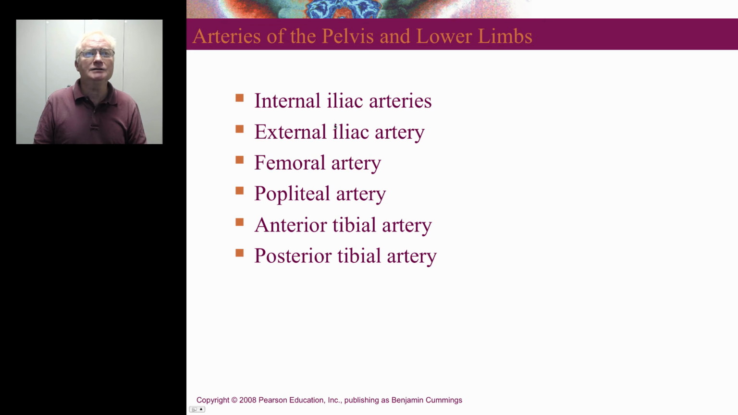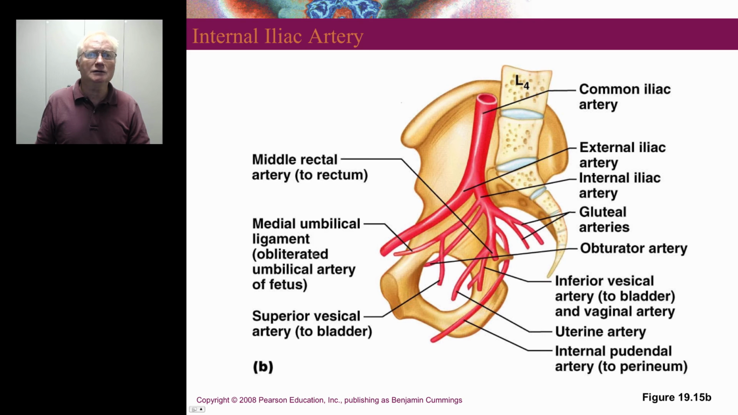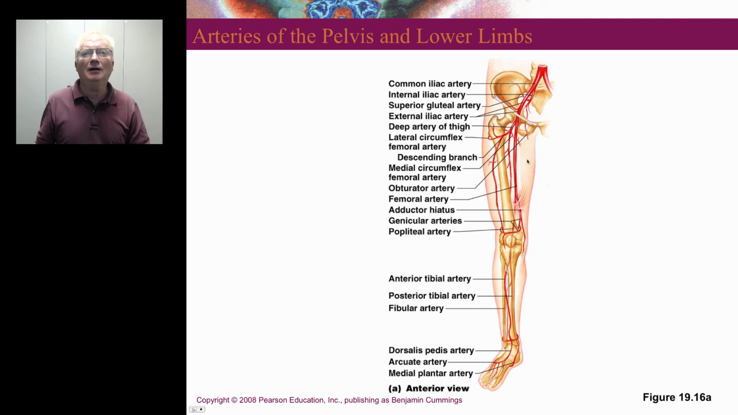Internal iliac arteries and external iliac arteries are branches of the common iliac arteries. The femoral artery, continuation down the leg, the popliteal artery in the popliteal fossa, the anterior tibial artery, posterior tibial artery, it should be obvious where those are located. Here's the common iliac artery, branching into the external and internal iliac arteries. The internal iliac arteries then have multiple other branches to different target tissues. Here is the femoral artery next to the femur, anterior tibial artery, posterior tibial artery, and so forth.